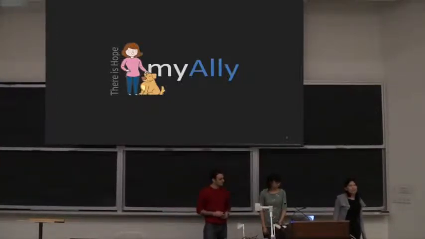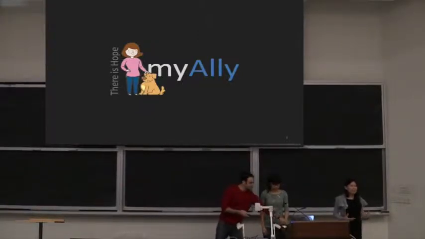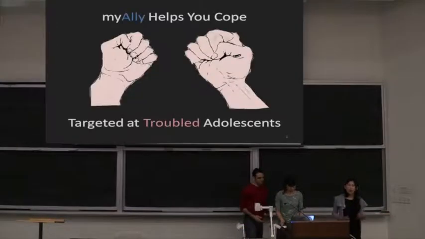So myAlly is an application that helps adolescents who have difficulties regulating their emotions and who tend to resort to more self-harm and suicidal behaviors during times of distress. The main goal of this application is to help them find ways to cope better with those intense emotions. And we do this by applying the techniques of dialectical behavior therapy, also called DBT.